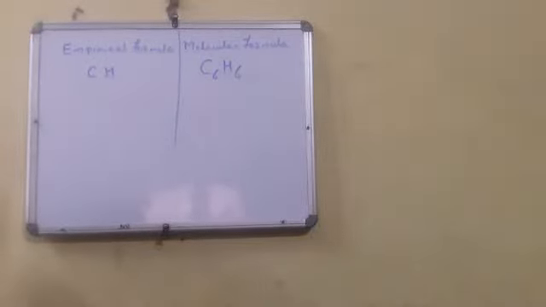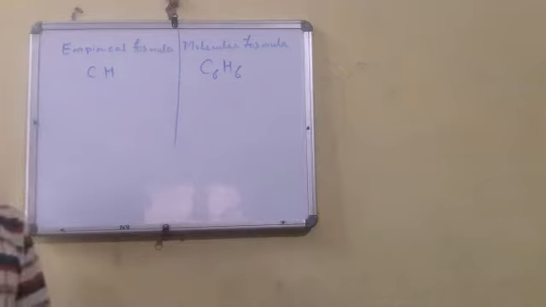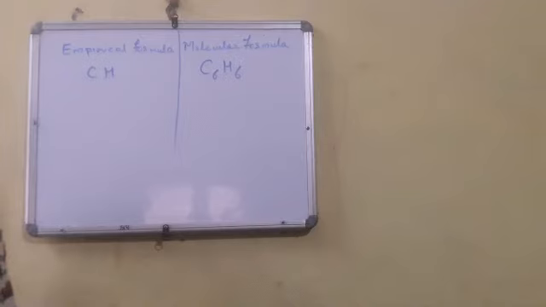Good morning students. Today we are discussing the next topic, empirical formula and molecular formula. Now first of all, empirical formula. What is empirical formula? The formula that tells the simple whole number ratio of the atoms present in a given compound. That is known as empirical formula. And what is molecular formula? It tells the exact number of atoms of an element present in a given compound. That is called molecular formula.